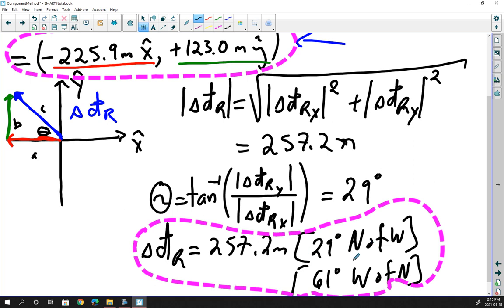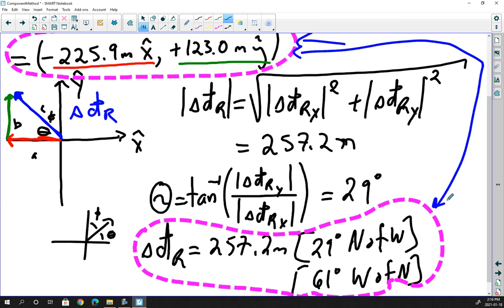Or if you don't want to use that angle here, theta, you could use the complementary angle there, which would be 61 degrees west of north. They're equivalent. Remember, any 90-degree angle can be divided into two angles, the angle and its complement. So it doesn't matter which angle you use. But the answer would be 257.2 meters, 29 degrees north of west. These two answers are the same. They are equivalent. They're just different ways of writing the answer.